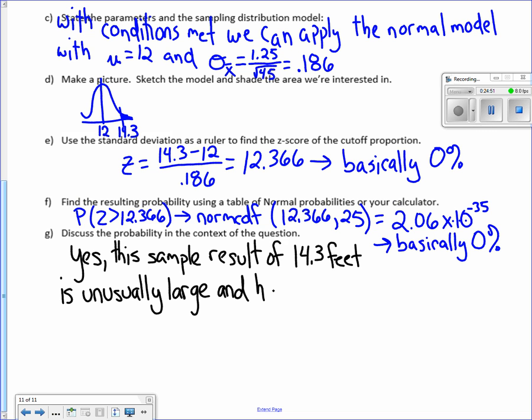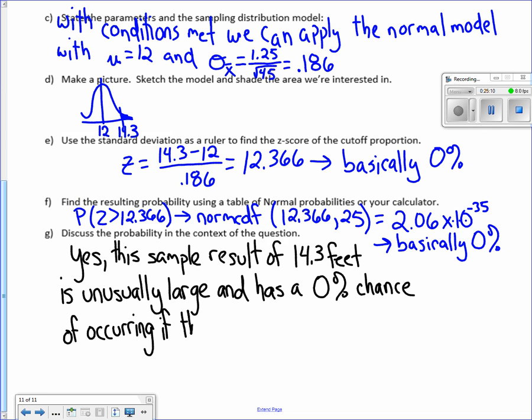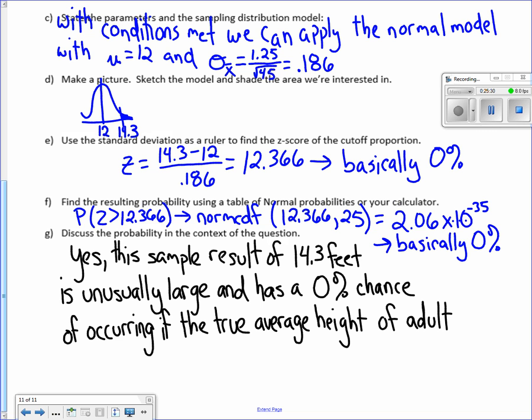And has a 0% chance of occurring if the true average height of adult male silverbacks is 12 feet.